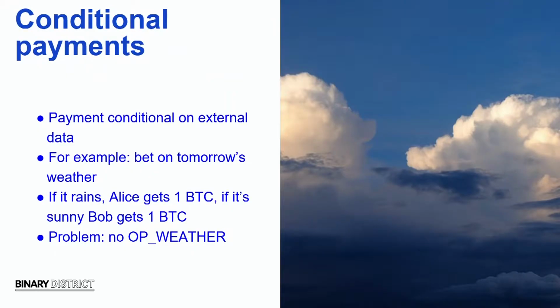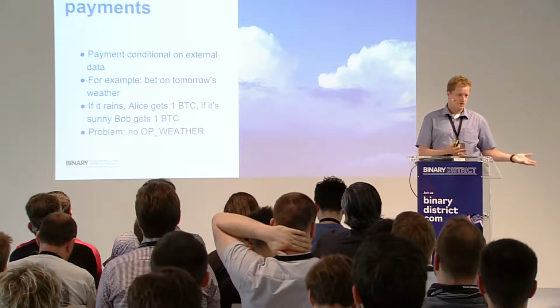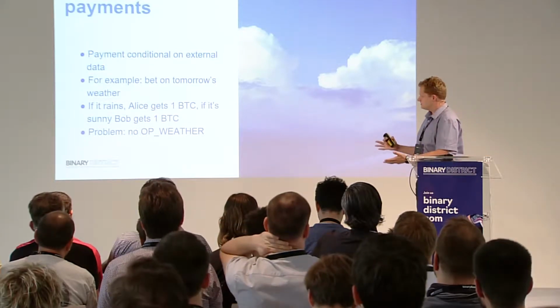A conditional payment, for example, could be if you want to make a bet on tomorrow's weather. So we have 2 people, Alice and Bob. We always call them Alice and Bob for some reason. If it rains, then Alice gets 1 coin. And if it's sunny, then Bob gets 1 coin. Now, the problem is that there's no opcode on the blockchain to enforce this. There's no op weather. So what you need is an external party that can say it was raining, or that can say it was sunny.